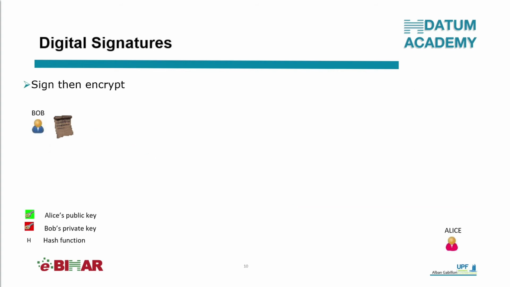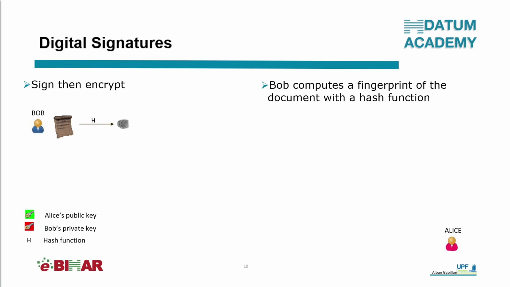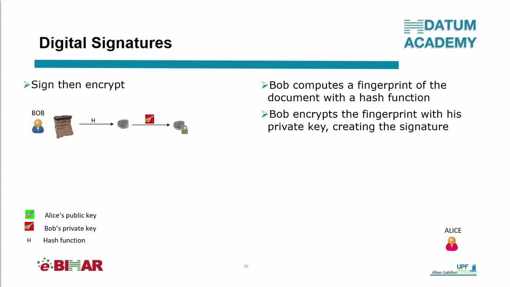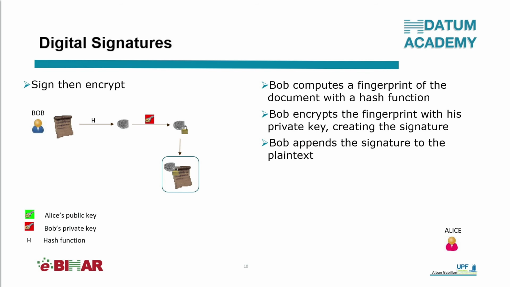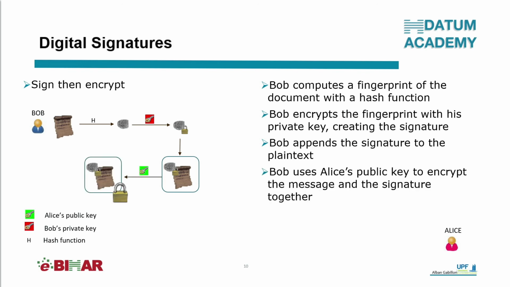Bob wants to send an encrypted message to Alice using asymmetric encryption. And Bob also wants to prove to Alice that he is the person who actually sent the message. First, Bob computes a fingerprint of the message with a hash function. Bob encrypts the fingerprint with his private key, creating the signature of the plain text. Bob appends the signature to the message. Bob uses Alice's public key to encrypt the message and the signature together.